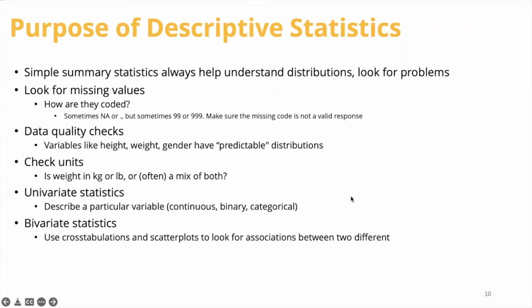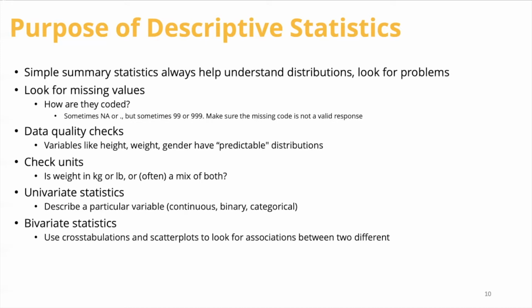So the purpose, just to elaborate on this a bit further, of descriptive statistics is to look at simple summary statistics, to help understand distributions of your variables and look for problems. So first you want to look for missing values in any of your data. So you want to look to see how are they coded. Sometimes when you get a data set, the missing values will be coded as a period, but sometimes they'll be coded as like a 99 or a 999. And you really want to make sure that any missing variables are not actually coded as a valid response in your data. So that's important.